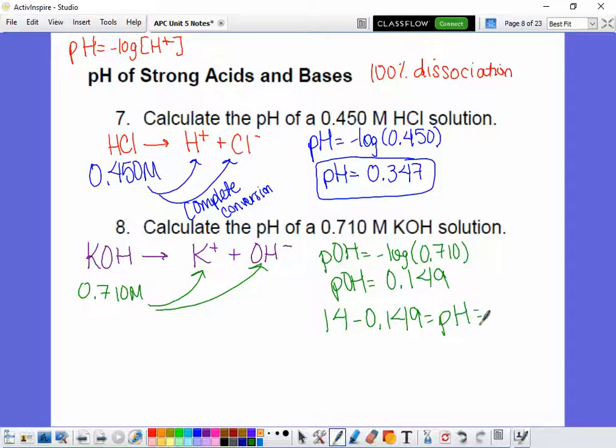To get our pH, which would be what? Yep, 13.851.